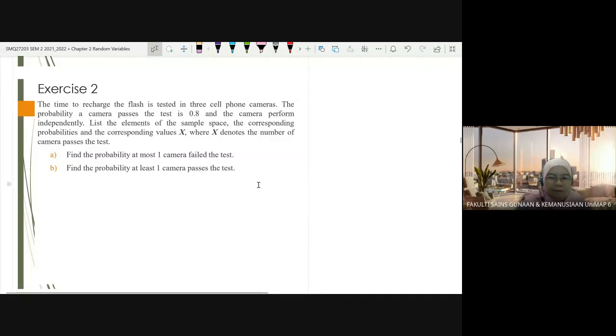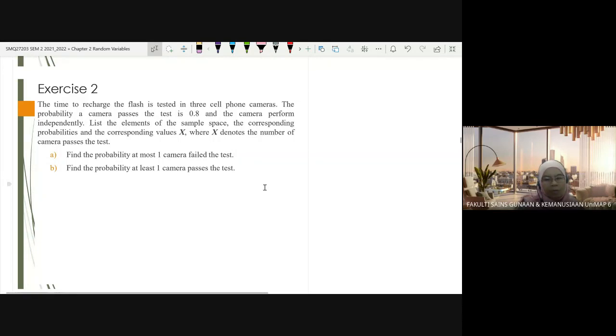Exercise 2: the time to recharge the flash is tested in 3 cell phone cameras. The probability a camera passes the test is 0.8 and the cameras perform independently. That means you're talking about independent events, so the first and the second will not be affected by each other. If the camera passes the test, the probability is 0.8.